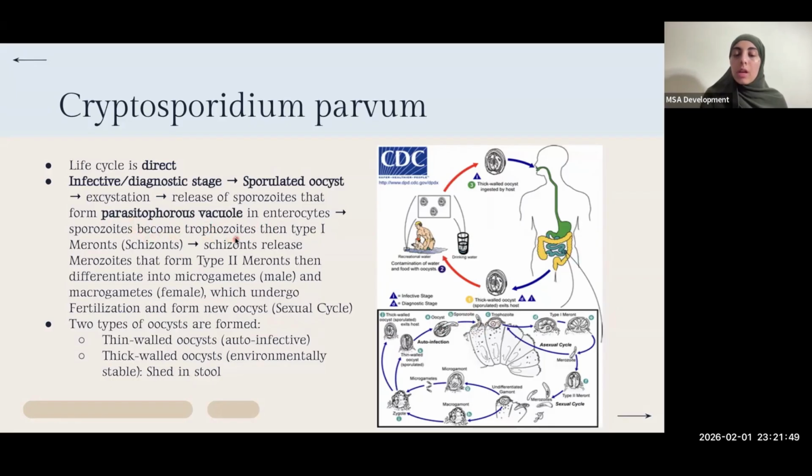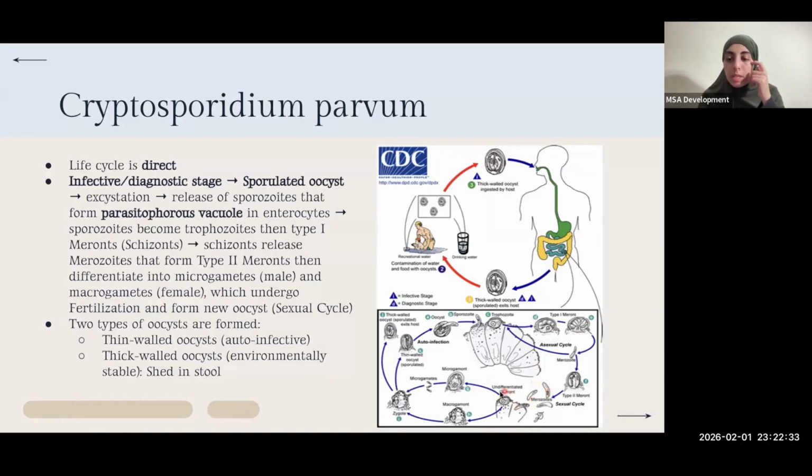And then it will turn into a trophozoite. This trophozoite will then turn into a type 1 meront, or a schizont. And a schizont, if you remember, is like a bag, okay? A bag of merozoites. So this schizont will then release merozoites, and these merozoites will then form type 2 meronts. These type 2 meronts will then differentiate into microgametes and macrogametes, okay? Microgametes are the male gametes and macrogametes are the female gametes. And then these gametes undergo fertilization and form a new oocyst. And this is the sexual part of the cycle.